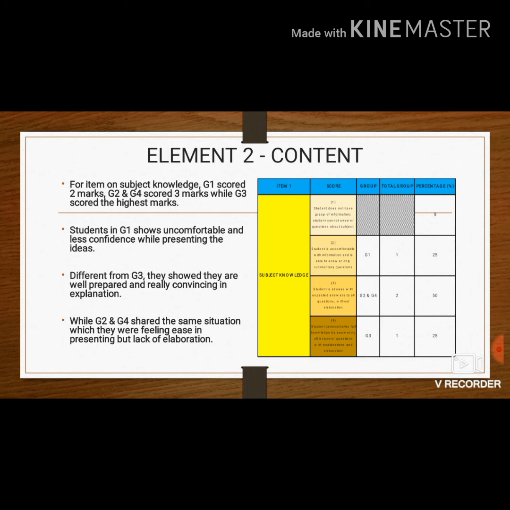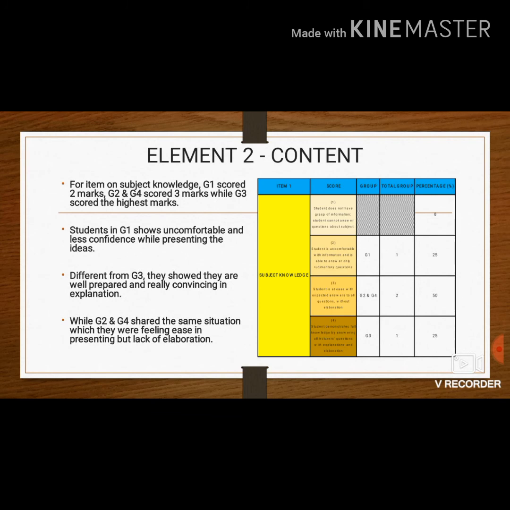While group 2 and group number 4 scored 3 because of what? Because they were still good in the situation where they felt at ease in the presentation, but there was a lack of elaboration on the points that they presented. So that's why I'm giving them 3 marks, compared to group 3, whom I'm giving full marks.